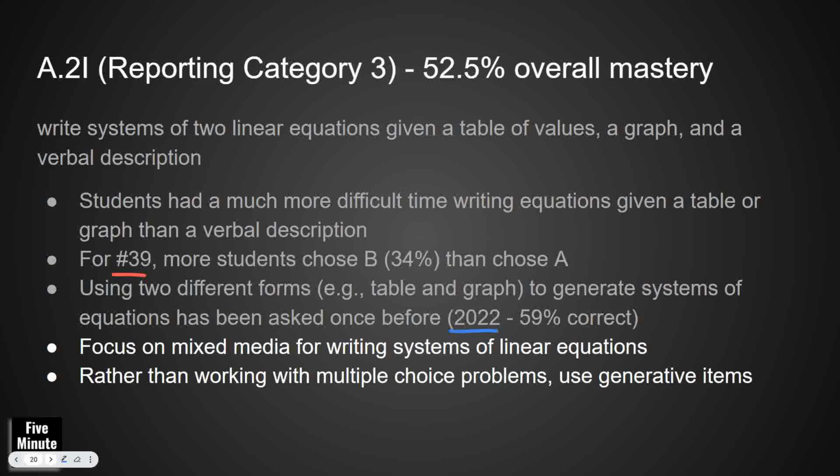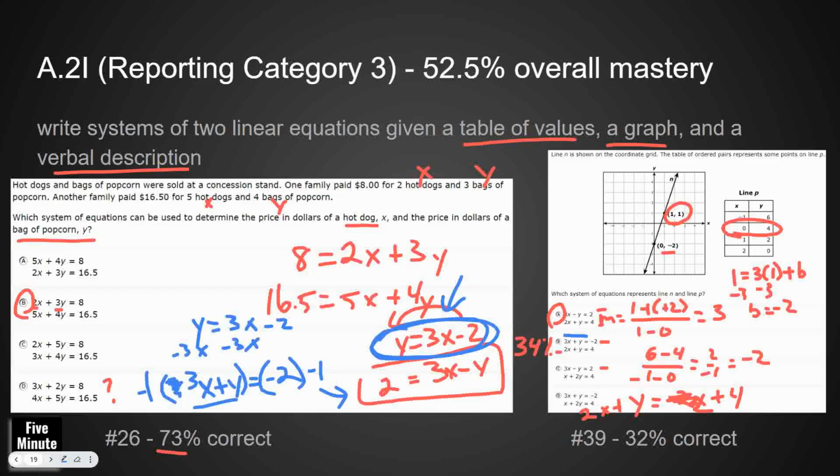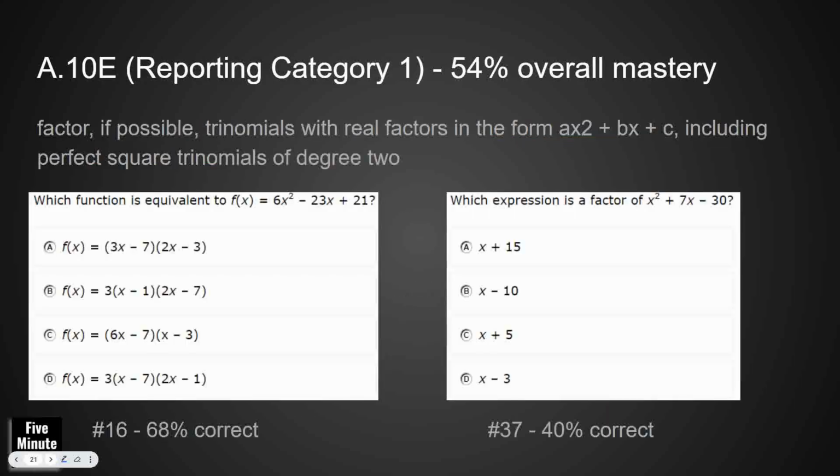And we definitely need to focus on the mixed media for writing systems of linear equations, using the table and a graph. And then rather than working with multiple choice items, we need to be a little bit more generative, right? So rather than selecting from correct answer choices, just hide the answer choices and make them generate them on their own. That always is an easy way to raise the rigor.